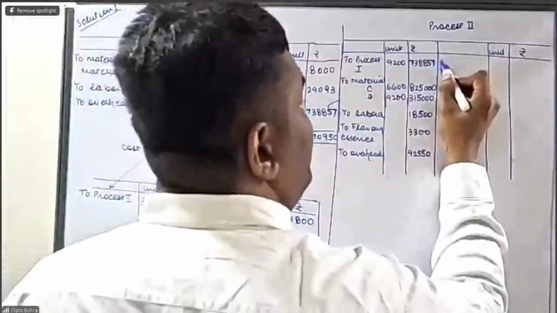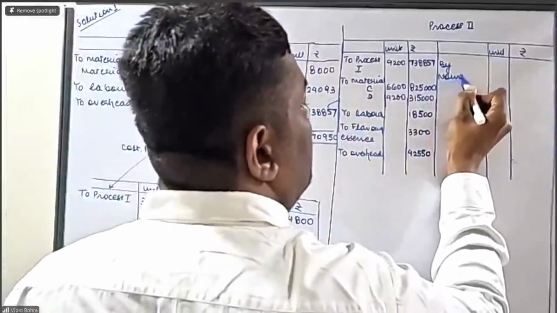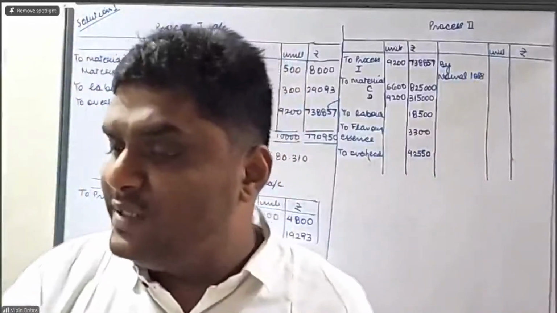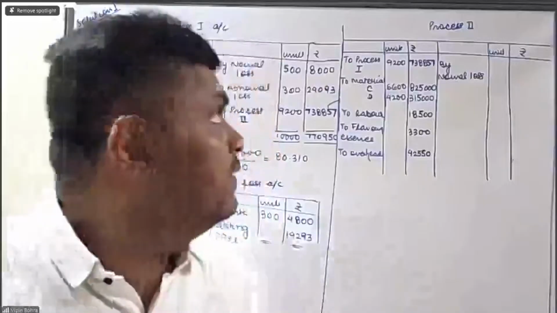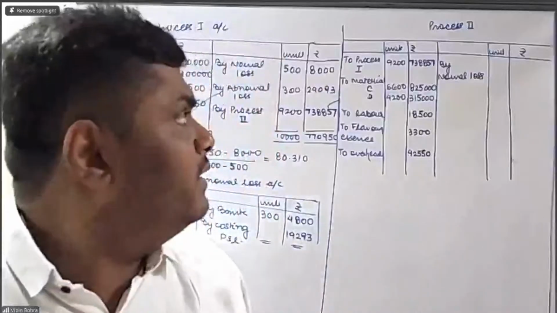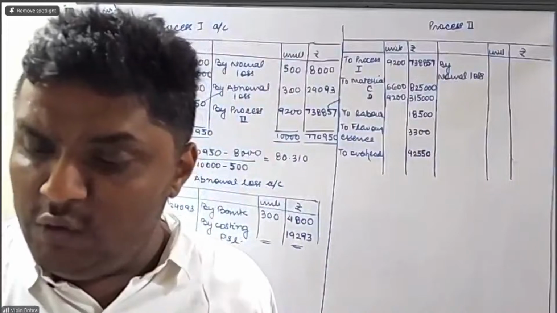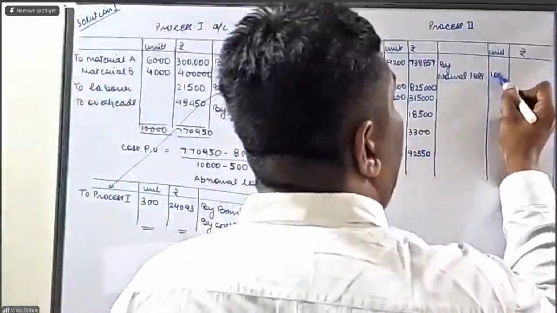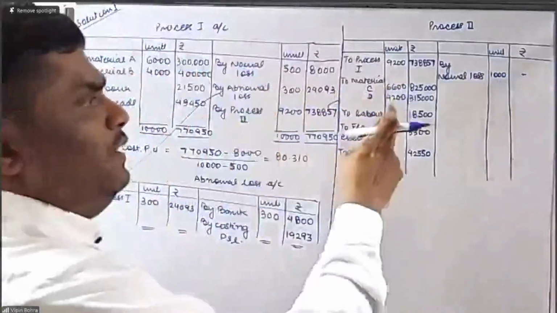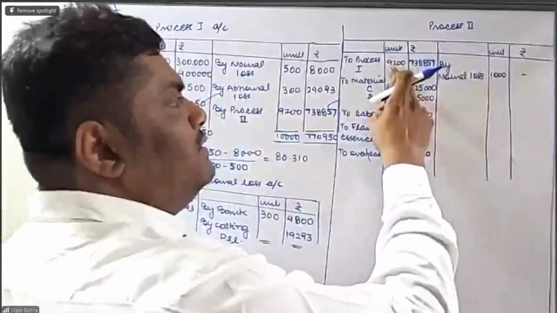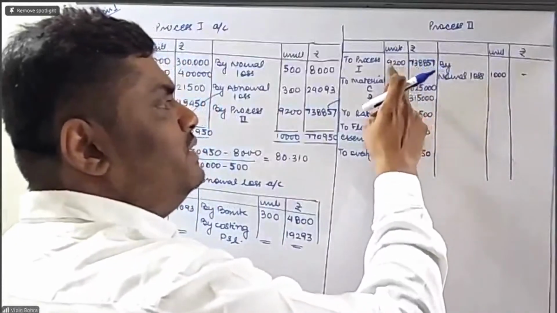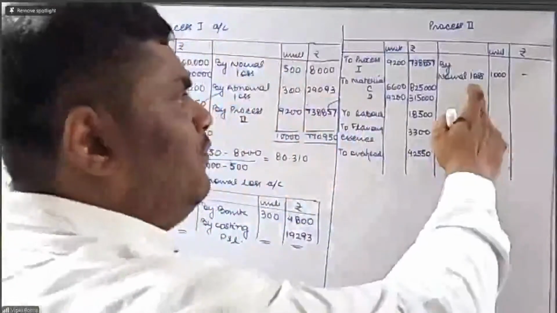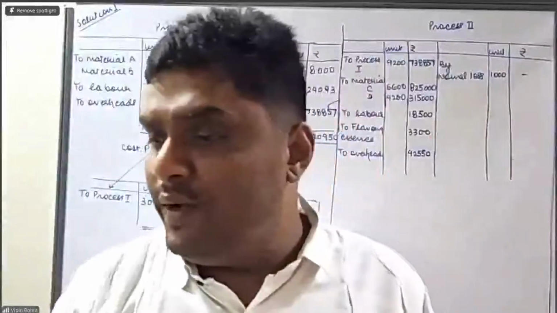Now let's start with the next part, that is credit side, wherein normal loss. Normal loss, it is given, it is 5% of the input with no disposal value. So no worries, 9,200 plus 6,600 plus 4,200, 20,000 into 5%. That is 1,000 with no disposal value. Again, how come I got this 1,000? 9,200, the inputs that are received from process first, plus the additional input. So the total input will be 20,000 into 5%. This is how we will get the normal loss of 1,000.